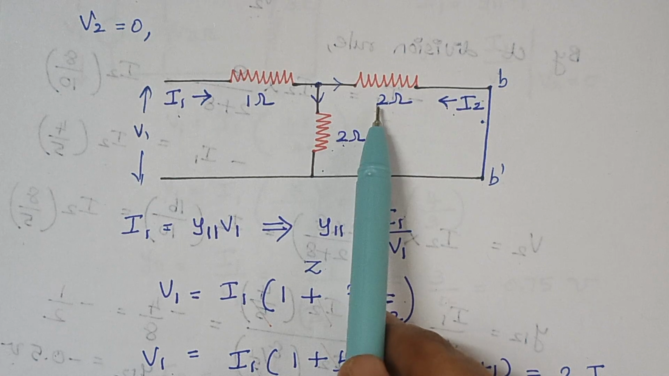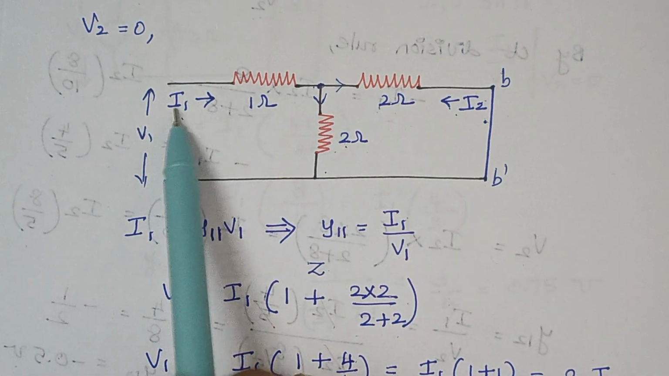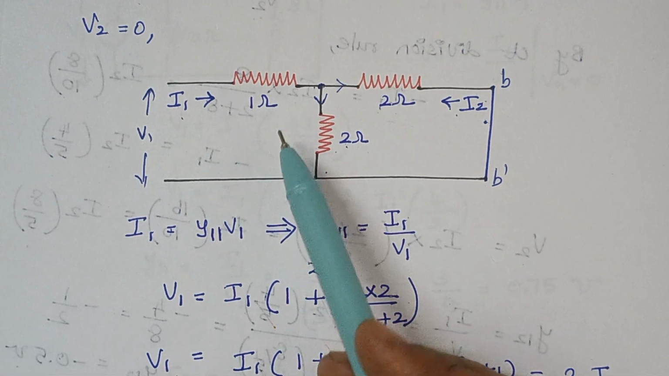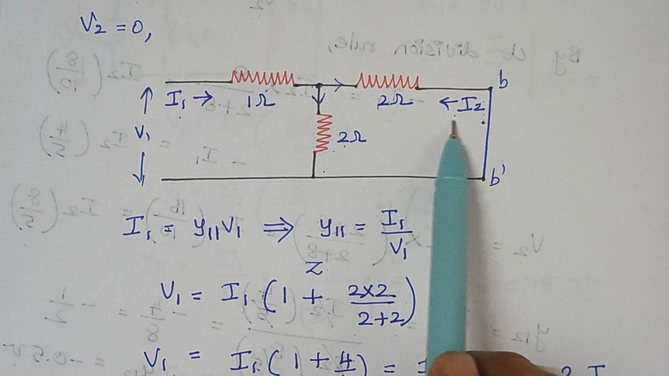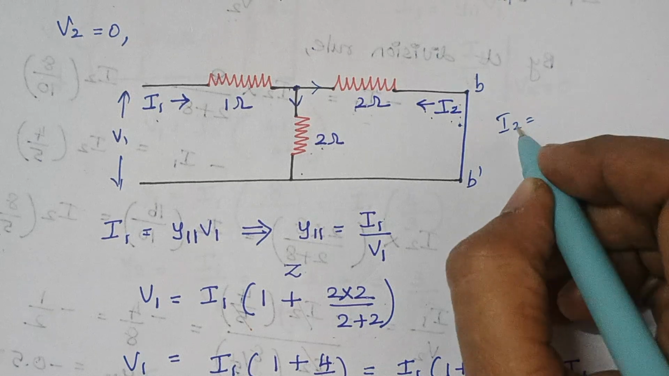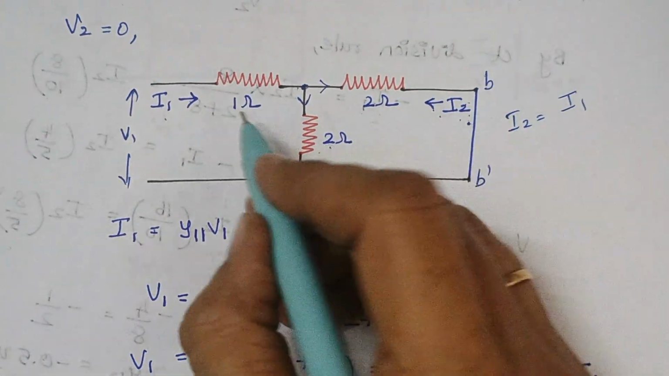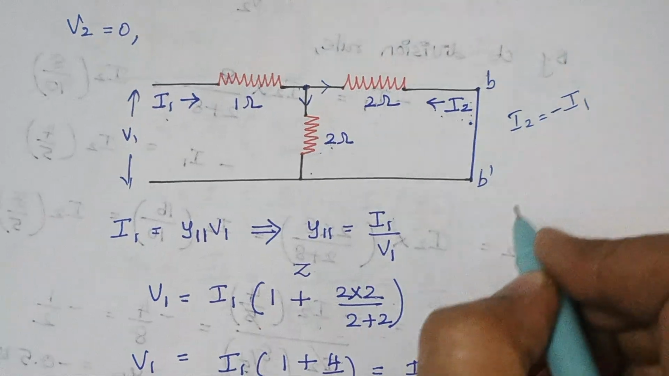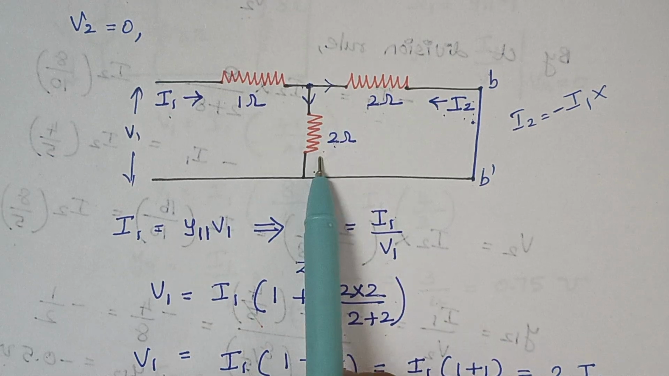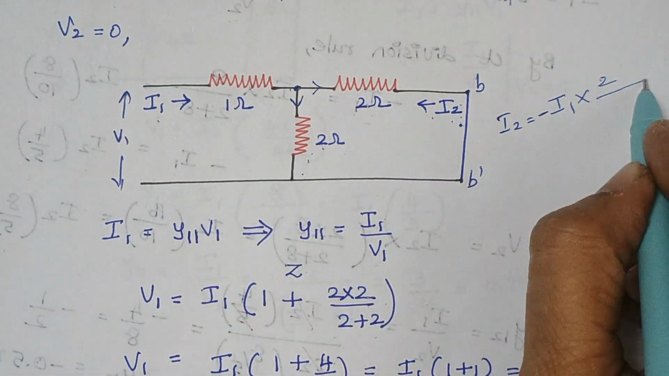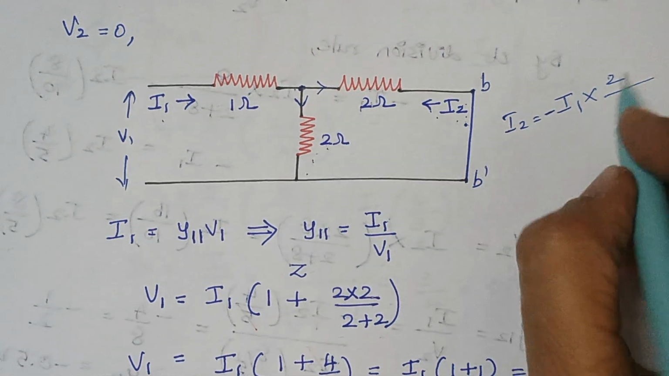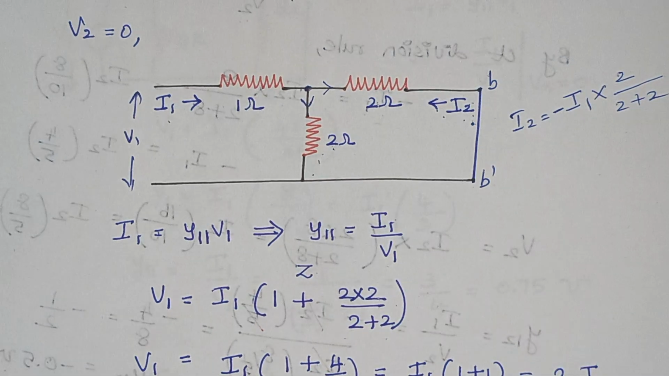Therefore, I2 is equal to, here the total current is I1, multiplied by the opposite resistance. What is the resistance which is opposite to this I2? Because we are going to calculate I2. Let me write. Here I2 is equal to, the total current is I1 and the direction is opposite. Therefore, minus I1 into, what is the opposite resistance for the current I2? It is 2. Therefore, 2 divided by the total resistance. Here the total resistance is 2 plus 2, which is 4.